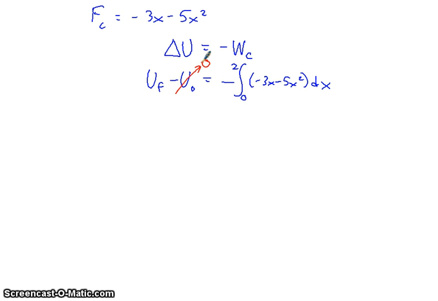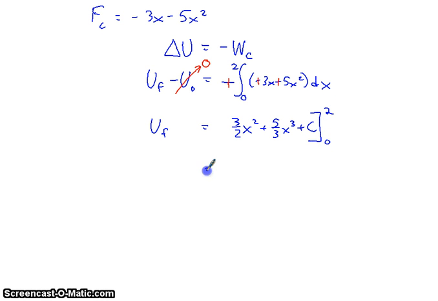While we're at it, why don't we just carry through this negative sign? So negative, negative, negative could be positive, positive, positive. That'll make the math a little bit easier. So we're going to end up with UF is equal to, now let me integrate this. x to the next higher power would be x squared, divided by the new power, so 3/2 x squared, plus 5/3 x cubed plus c, and we're going to integrate from 0 to 2.